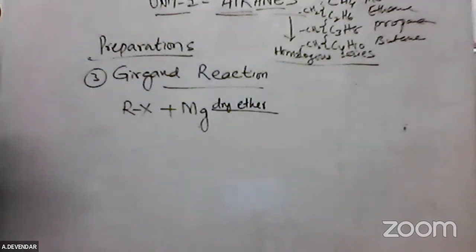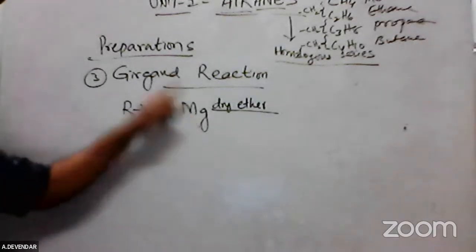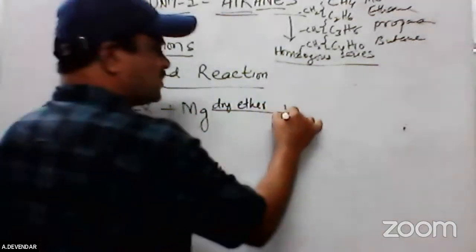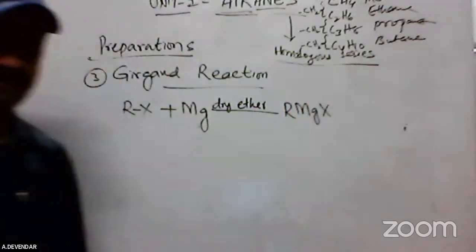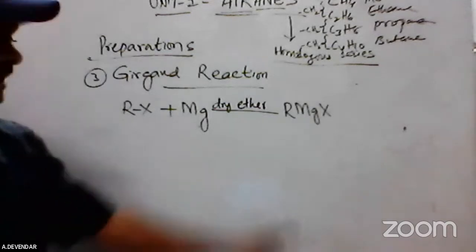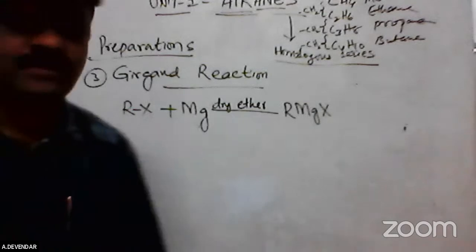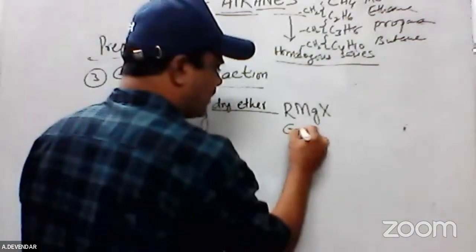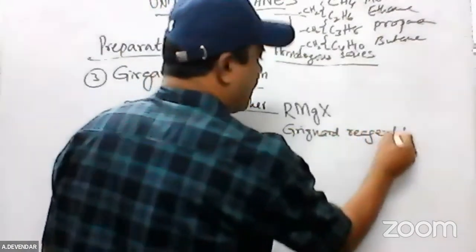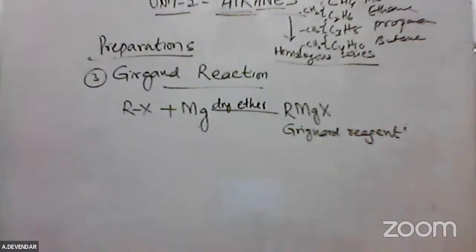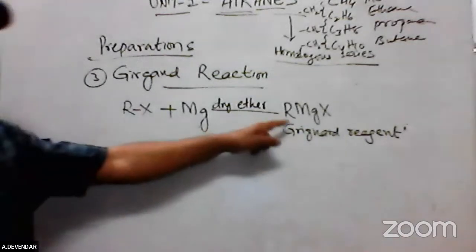So friends, the Grignard reaction is easy to remember. Alkyl halide is treated with magnesium metal in presence of dry ether, forming alkyl magnesium halide, RMgX. This is a very, very important formula. RMgX is called Grignard reagent. So many times this question comes in your multiple choice questions: what is the Grignard reagent?